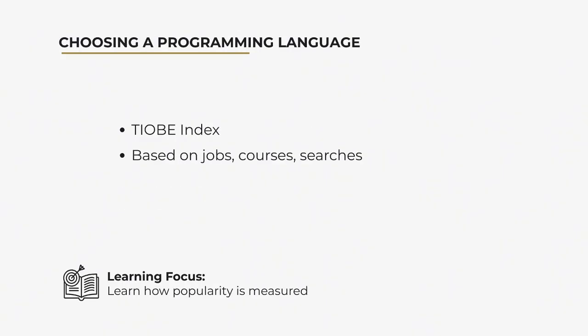Choosing a programming language. Programming language popularity can be measured. One example is the TIOBE index. It looks at job demand, courses, and search trends. This helps students choose what to learn.